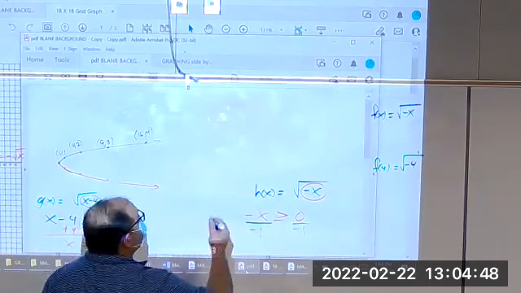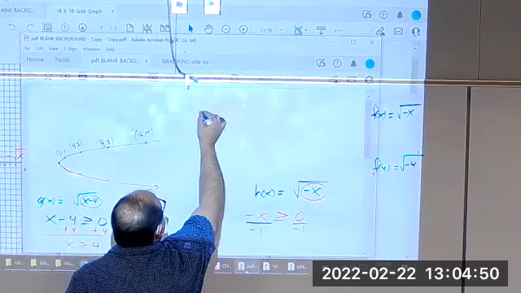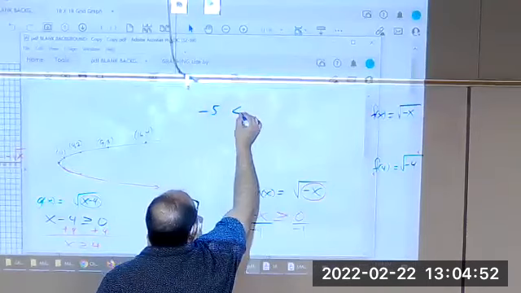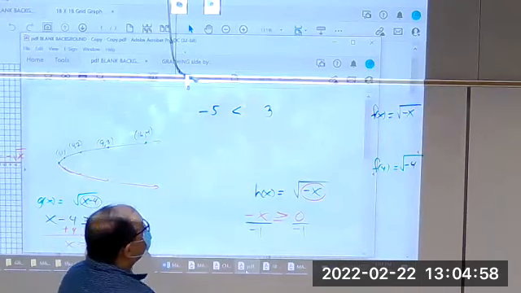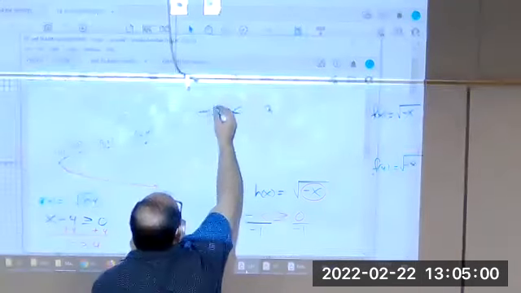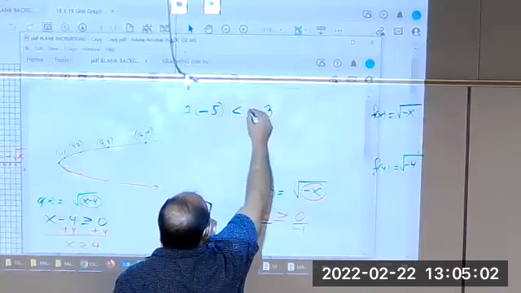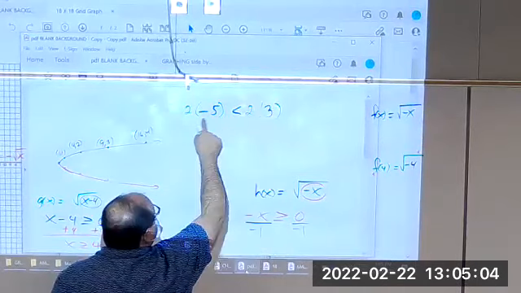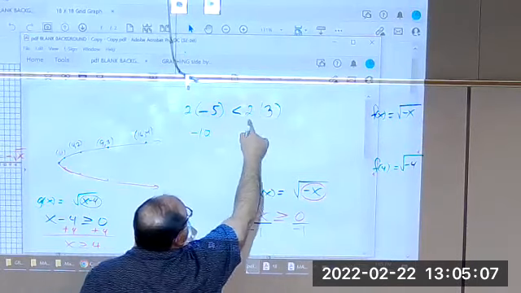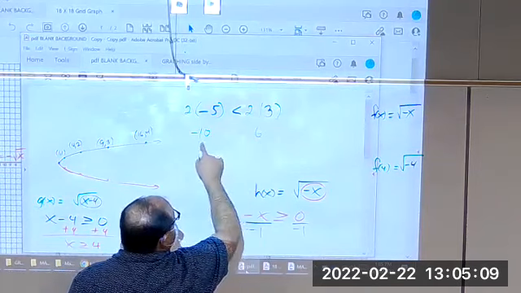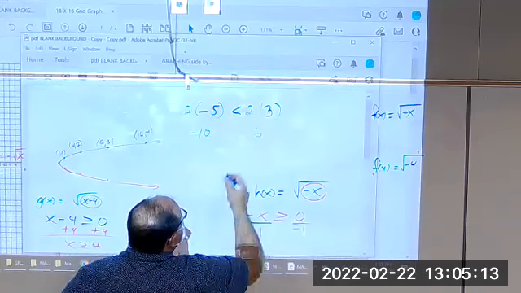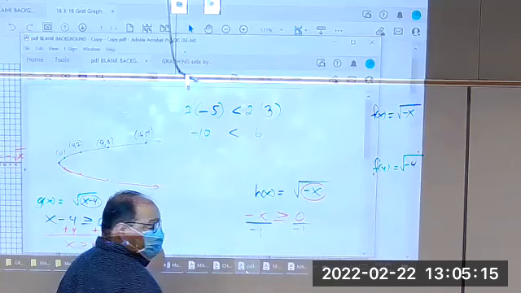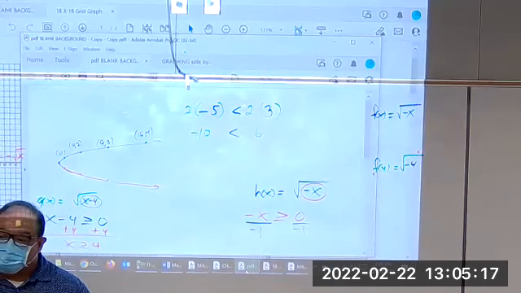I mean, think about it. Is -5 less than +3? Yeah. If I multiply both sides by +2, this is -10. That's +6. -10 is still less than +6. But I multiplied by positive.